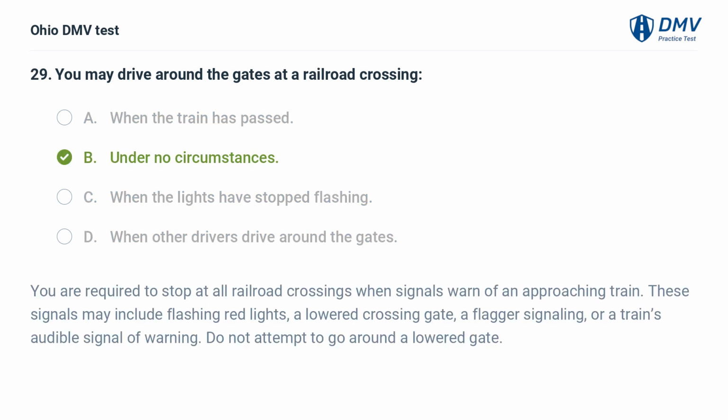B. Under no circumstances. You are required to stop at all railroad crossings when signals warn of an approaching train. These signals may include flashing red lights, a lowered crossing gate, a flagger signaling, or a train's audible signal of warning. Do not attempt to go around a lowered gate.